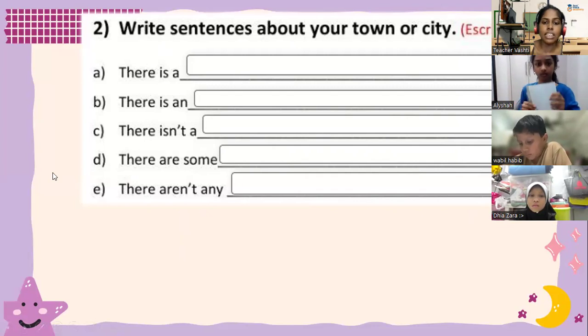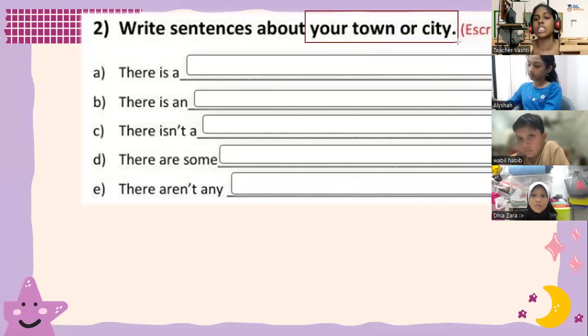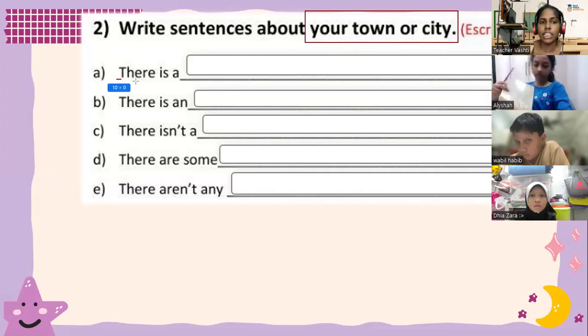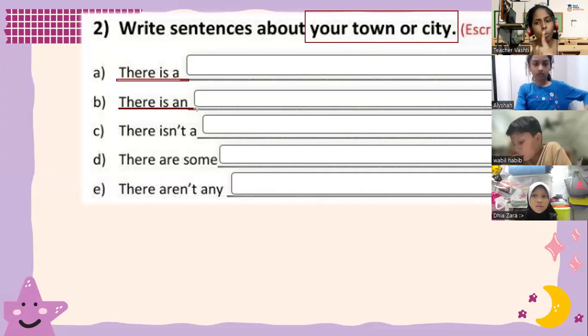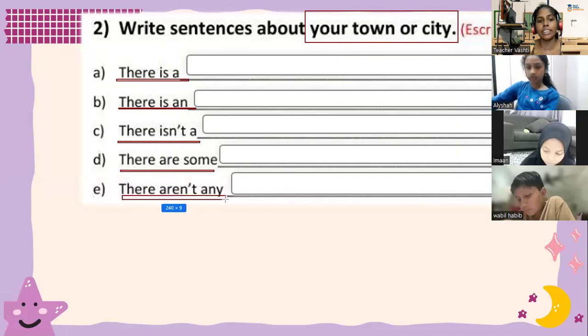Write sentences about your town or city. Kamu kena bagi tahu tentang apa? Tentang town or city, your town or your city. What you have to tell? All you have to tell us, there is a, ada benda apa? There is an. Kalau an guna dengan vowel. There isn't, tak ada apa. There are some, ada beberapa apa. There aren't any, tak ada apa. Okay?